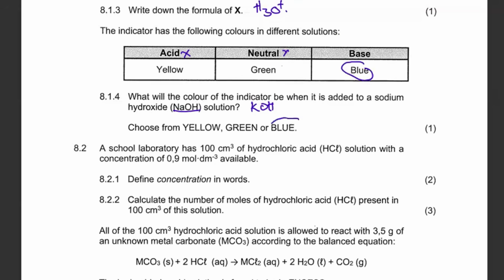So our correct answer is going to be blue. Why is it blue? Because sodium hydroxide is a strong base. Then we move on to question 8.2.